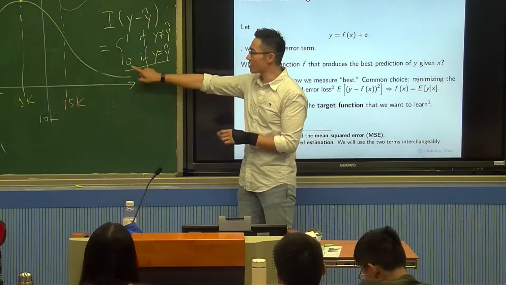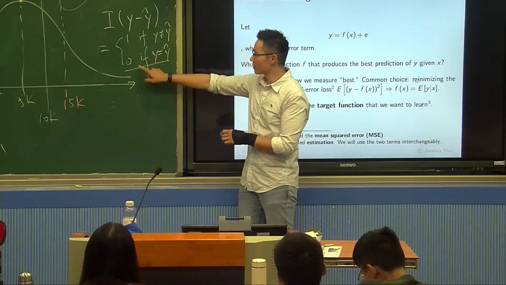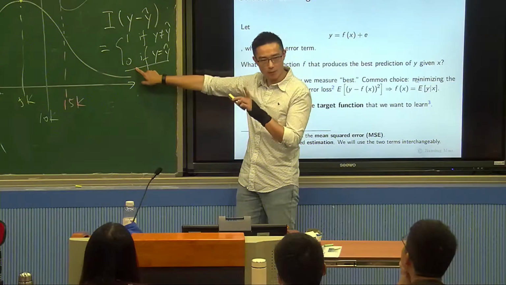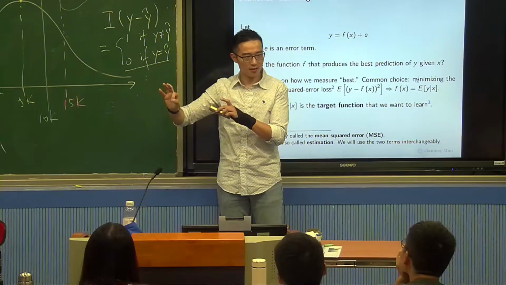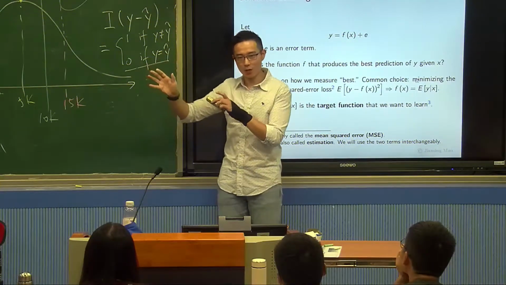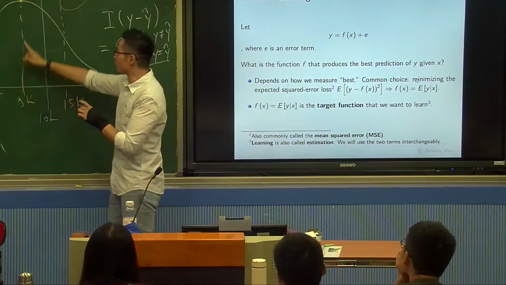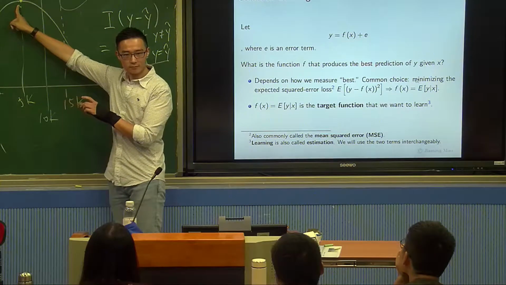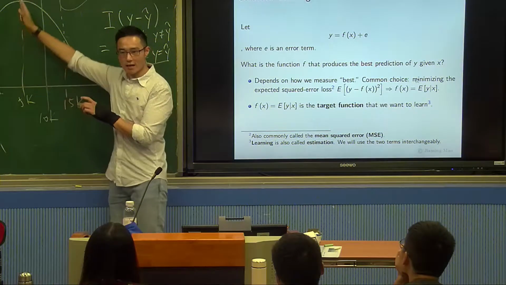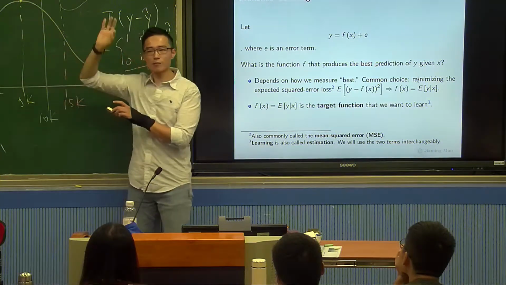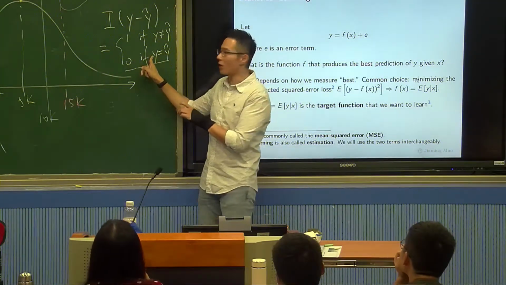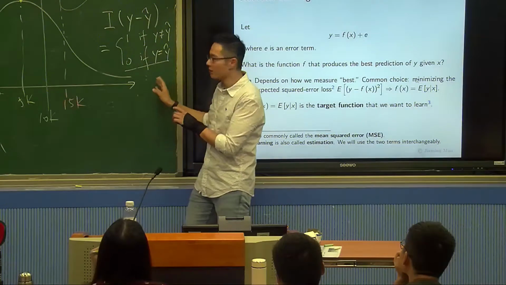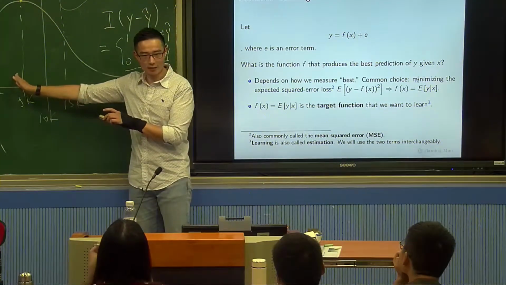How do I maximize the probability that my guess will be 100% accurate? Well, I pick the point that has the highest probability. If I pick the point that has the highest probability, then I have the highest probability of guessing exactly right. That's why if I minimize this loss function, I will get the mode.